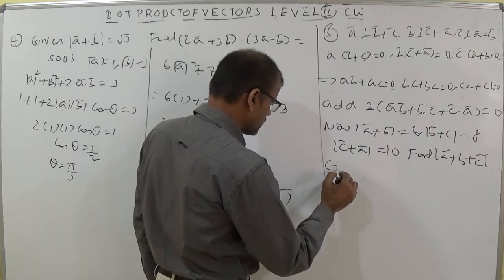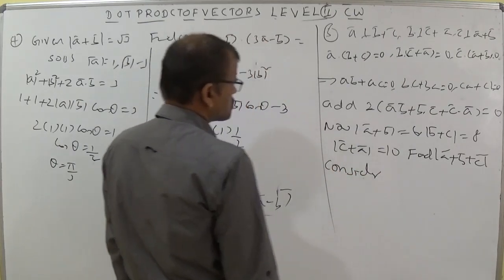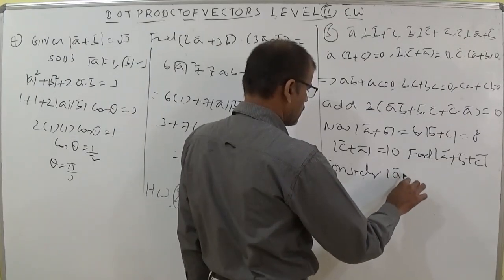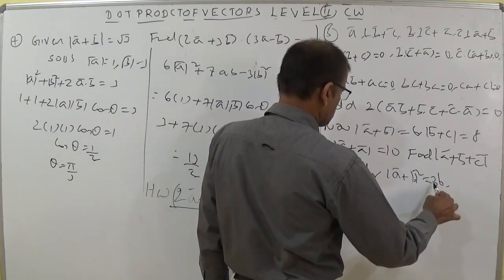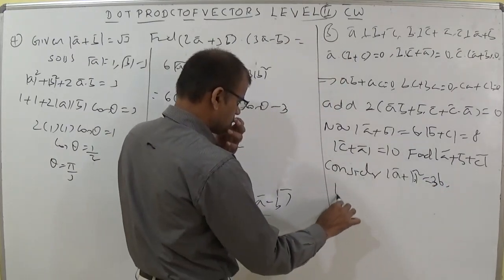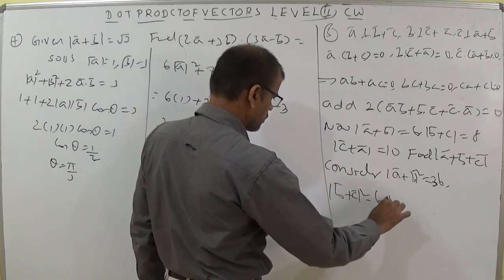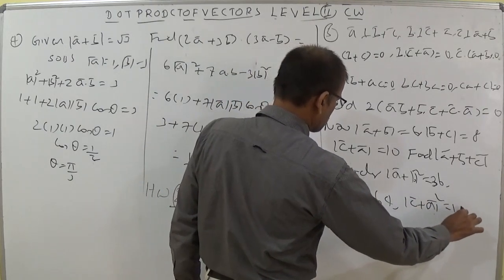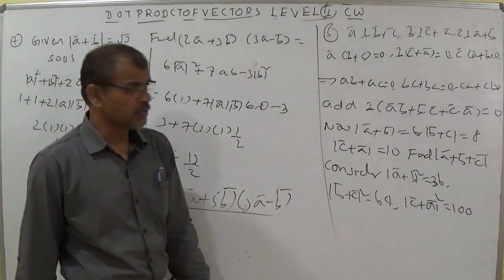Now you can write, consider. Let us do one thing. A bar plus b bar whole square becomes 36. Like that simply I am writing here. A bar plus b bar whole square is equal to 36. Next you can write b bar plus c bar whole square is equal to 64. Next one you can write here c bar plus a bar whole square is equal to 100. 36, 64, 100 we got.